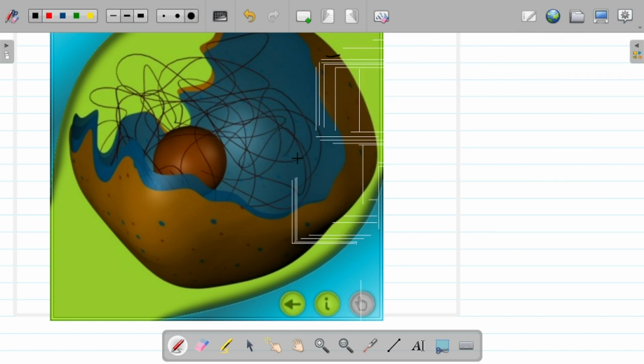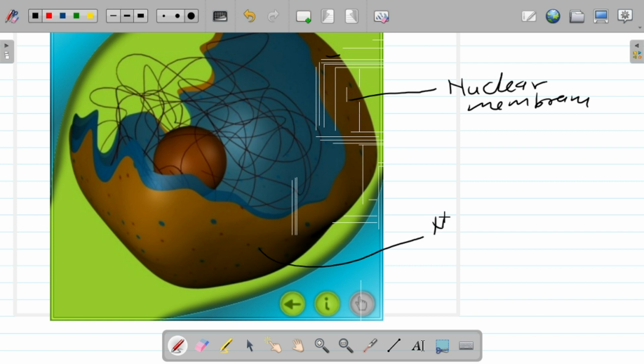Now let's take a quick recap on the nucleus. The nucleus is made up of a double membrane, which we call the nuclear membrane. And the nuclear membrane, if you look at it properly, has got pores on it. These little pores we call nuclear pores. They're like little holes, similar to the pores you have on your skin. The nuclear membrane has got pores.